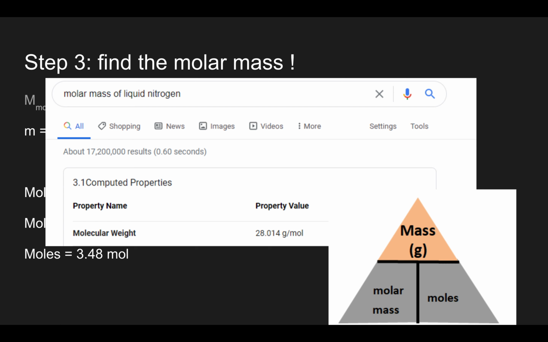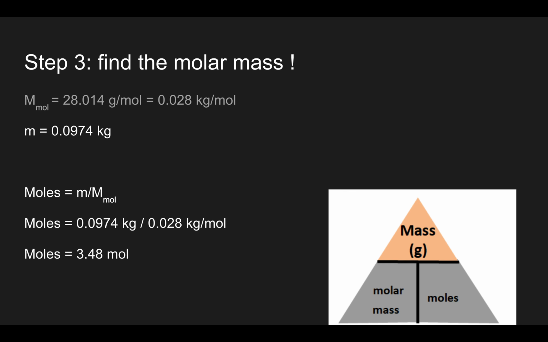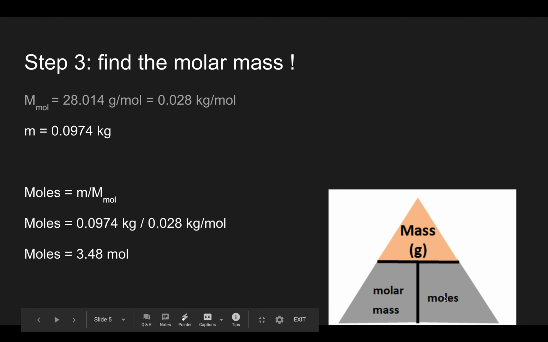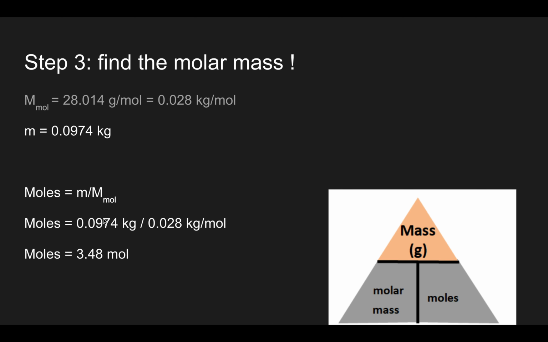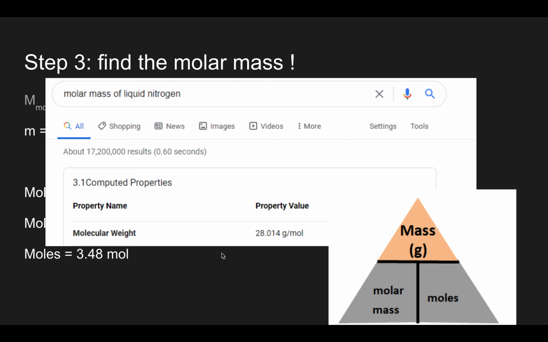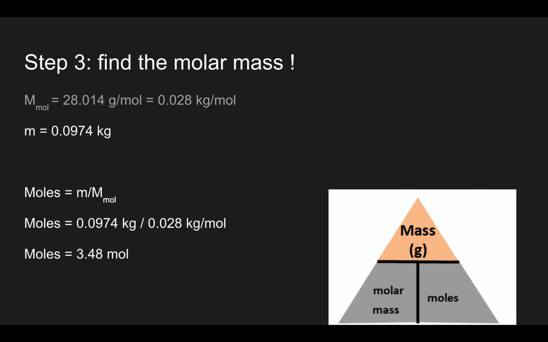Great. We're going to take that mass and find the moles. We need to know the molar mass of nitrogen, which is 28.014 grams per mole. And we can use this triangle that we learned in high school to find moles. If we want moles down here, we need to put the mass over the molar mass. So moles equals mass over molar mass. We plug in the mass we calculated in the last slide, and then the molar mass, which we looked up. It's in grams, so we convert that to kilograms. That's why it's 0.028. You just divide by 1,000, and then we get 3.48 moles. This is how many moles of liquid nitrogen got converted into gas.